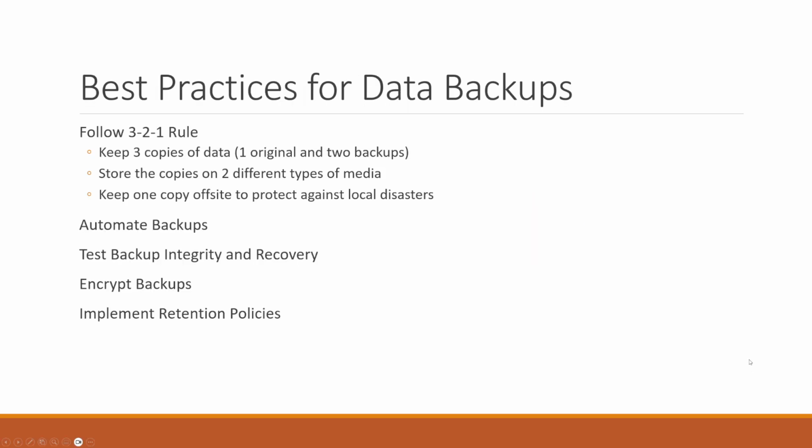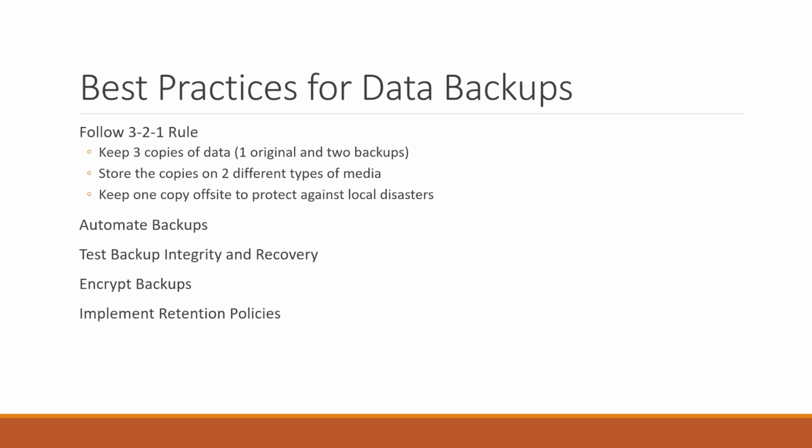There are some best practices when it comes to backups, and there is the 3-2-1 rule. When we're talking about the 3-2-1 rule, we're going to keep 3 copies of all data, 1 original and 2 backups. We're going to then store 2 copies on different media, like maybe we'll put 1 in the cloud and then 1 in another external hard drive.